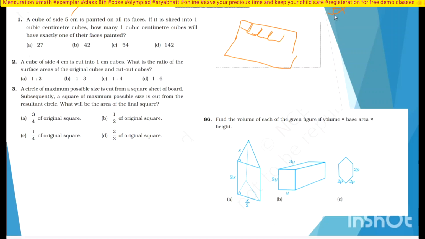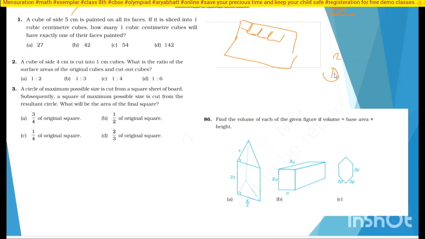Exemplar questions, you have to attend in your exam also, so keep in mind. The cuboid dimension is 5 centimeter, and they have already told us it is sliced into 1 centimeter cubes. How many 1 cubic centimeter cubes will have exactly one face painted, meaning how many values of n so that one face is painted?